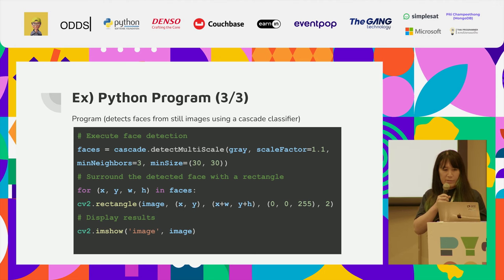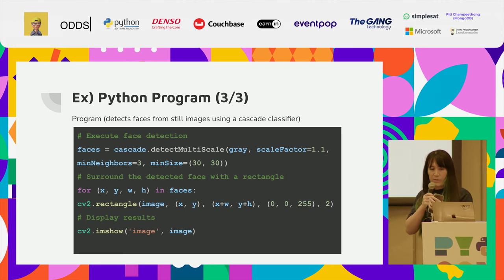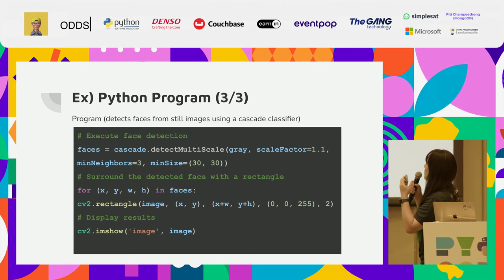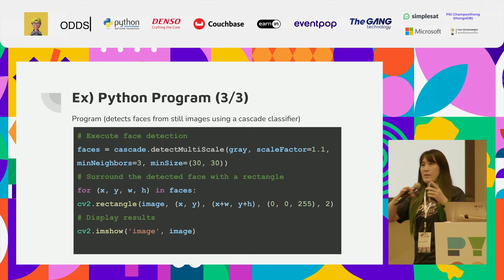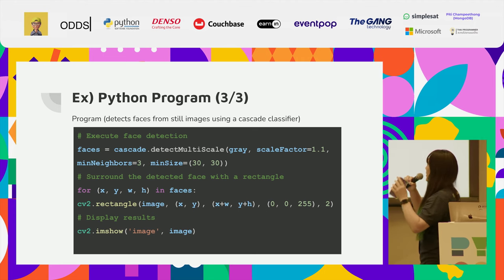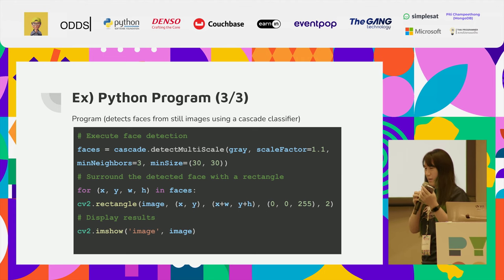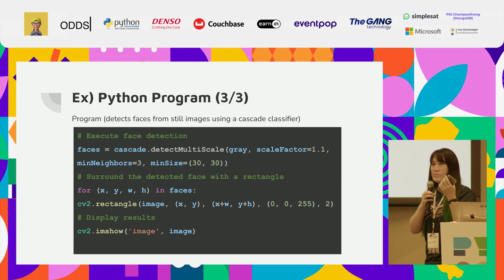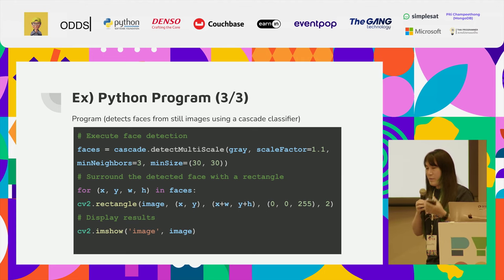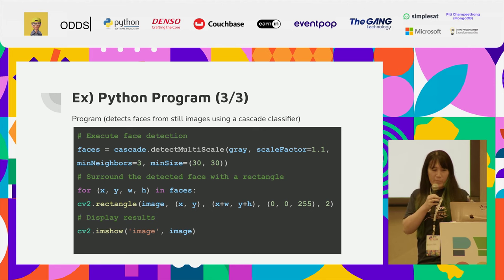Next, last code, face. Next, execute face detection and surround the detected face with a rectangle. So, after this slide, I will do a demonstration of this code.